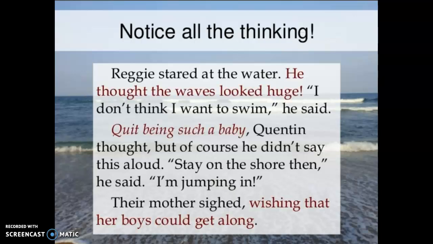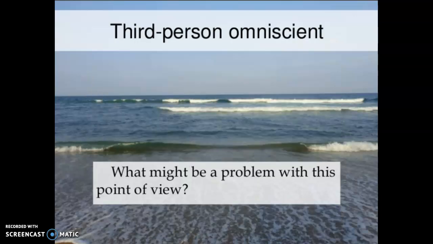So notice all that thinking? I have that highlighted here for you. He thought the waves looked huge. So that's what he was thinking. Quit being such a baby. He was thinking that about his brother, that he was such a baby. So that was another thought. And the mother sighed. She didn't say it out loud, but she was wishing in her head that her boys could get along. Third person omniscient. What might be a problem with this point of view?